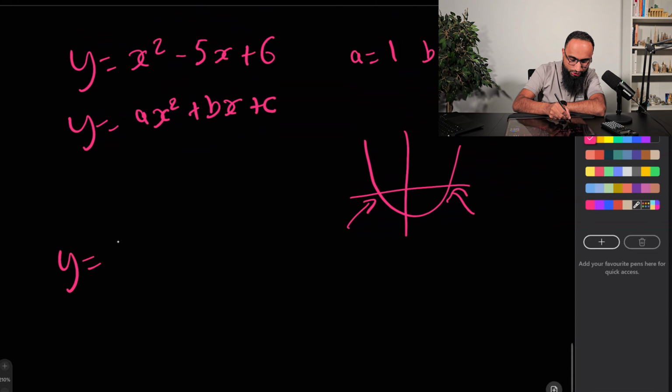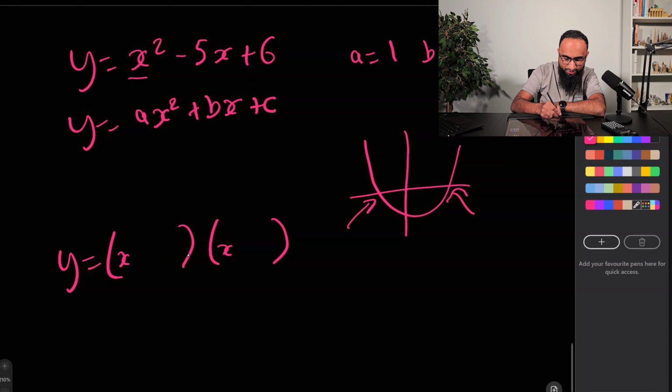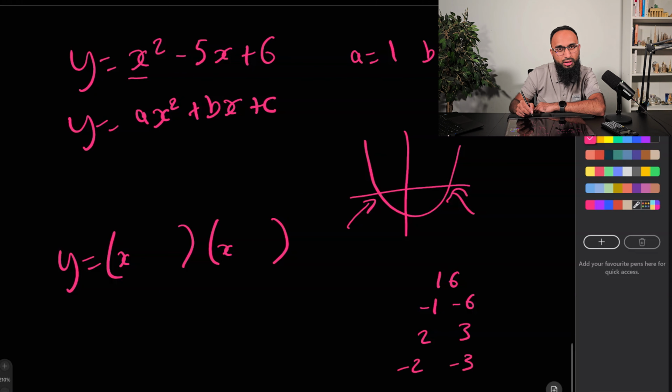So let's look at factorization. We get 2 brackets, and this one's nice and easy. We have to get x squared here, so it has to be x multiplied by x. Then you have to find 2 numbers which multiply to get a positive 6, but add to get negative 5. Well, we know already that 6 has these factors: 1 and 6, and then minus 1 and minus 6. And then you've got 2 and 3, and negative 2 and negative 3. So those are the factors.